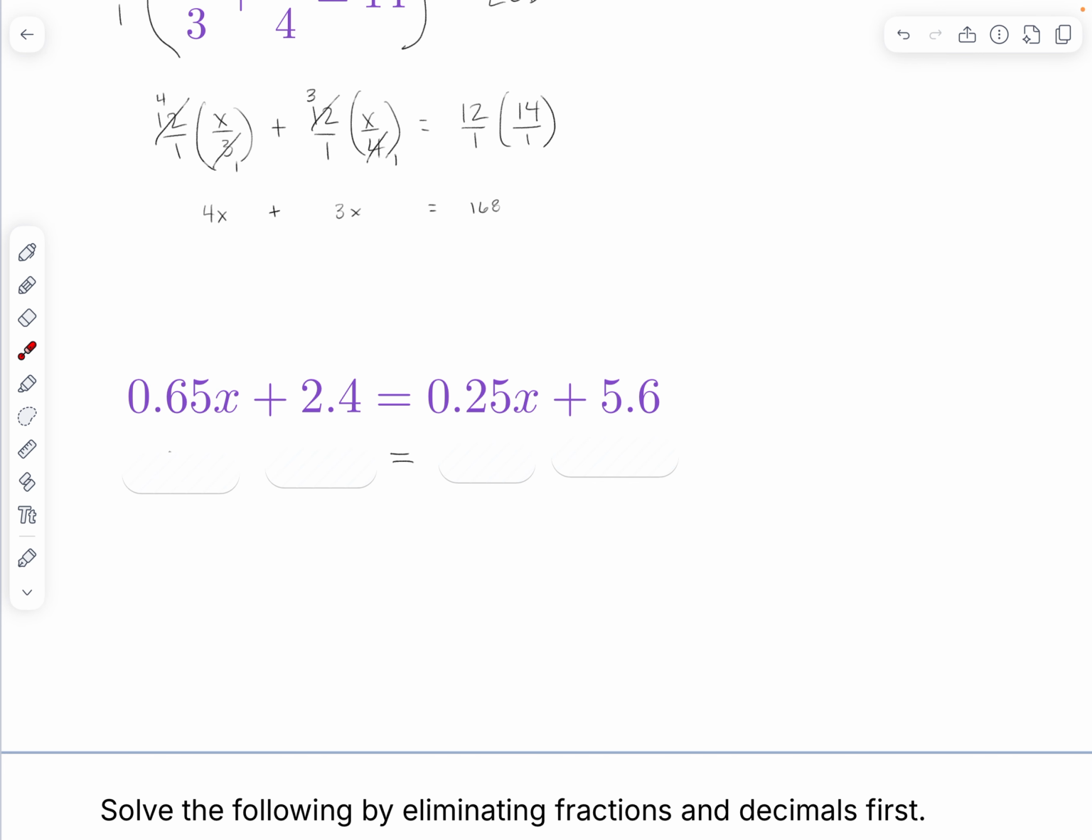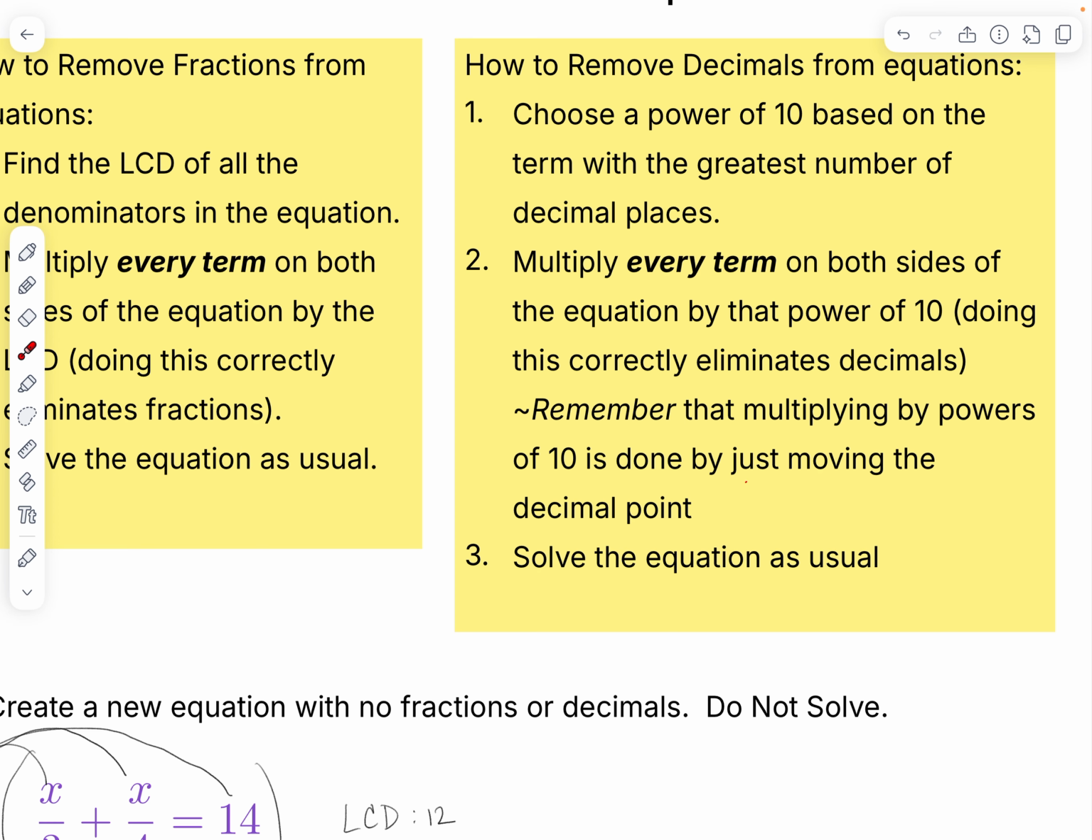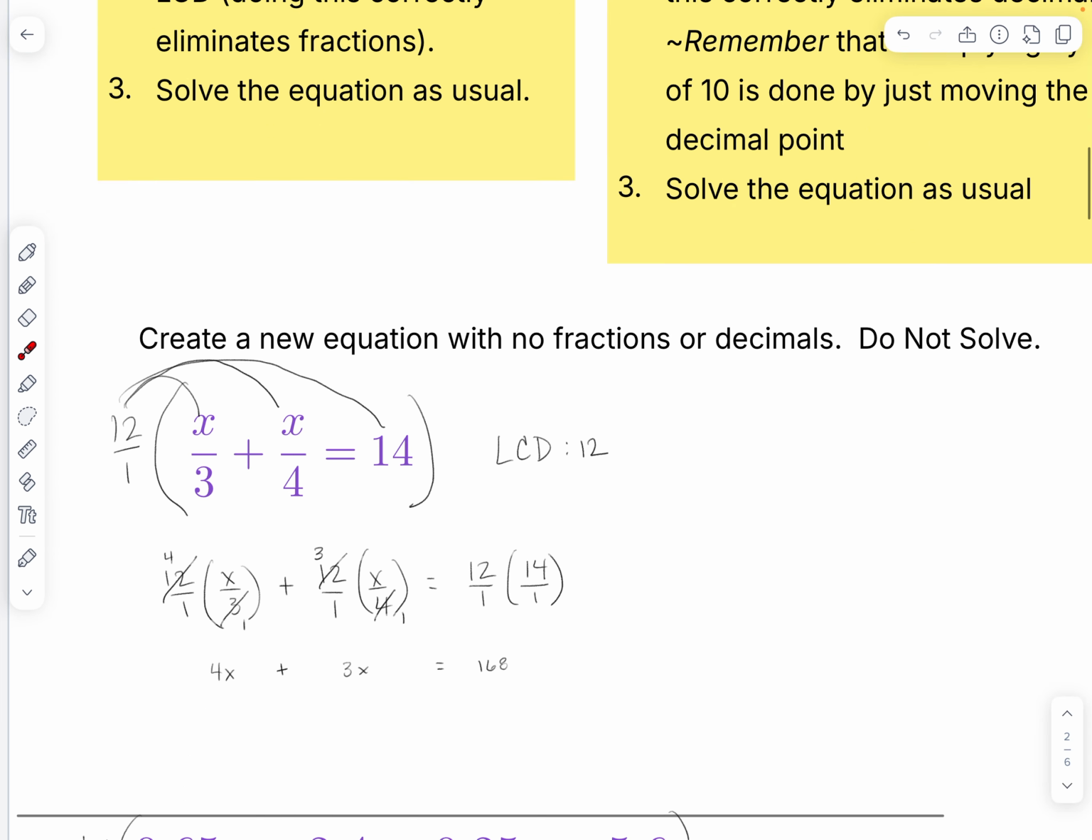So 10 to the second power is the same thing as 100. So we're going to multiply every single term, there's 4 of them, by 100. Now, don't forget, and I put this up here, don't forget that when you're multiplying by a power of 10, all you're doing is moving a decimal point to the right according to the number of zeros you have. So since I have 2 zeros, I'm going to move the decimal point 2 places to the right for all of these.